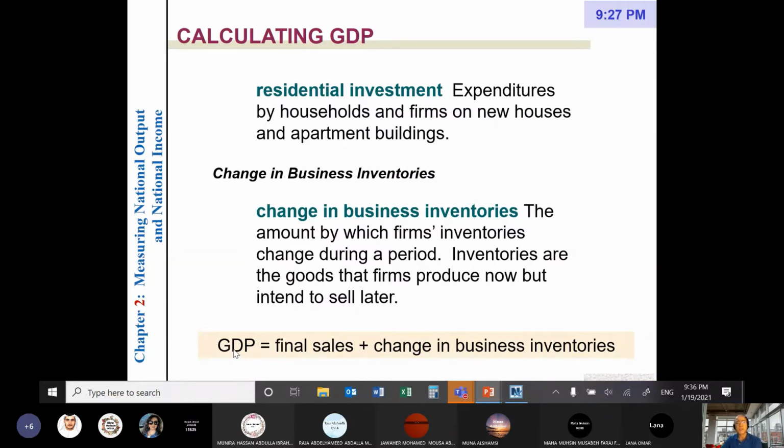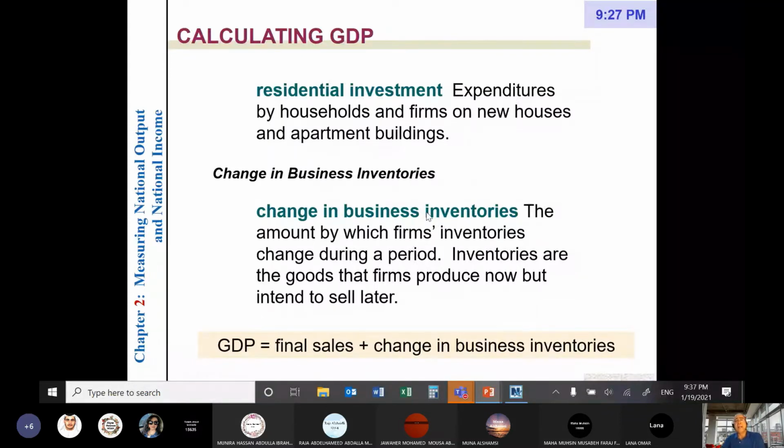Another example. Assume Munira produced 100 cars according to her expectation. Fortunately, demand during the year becomes so high that she sold 110 cars. What happened to her inventory? Her inventory decreased by 10 cars. What do you expect she's going to do by next year? She's going to produce more. So a change in business inventory will give us an incentive of what we should do by next season. For this reason, I said it is important.